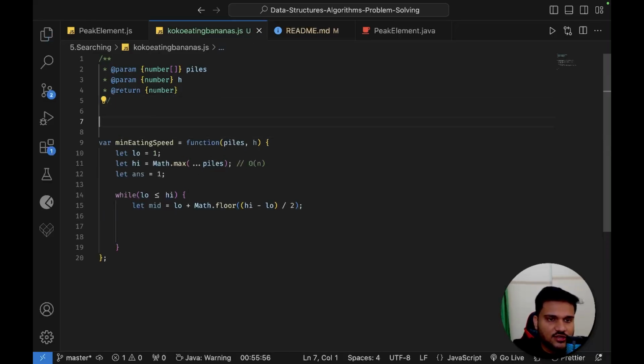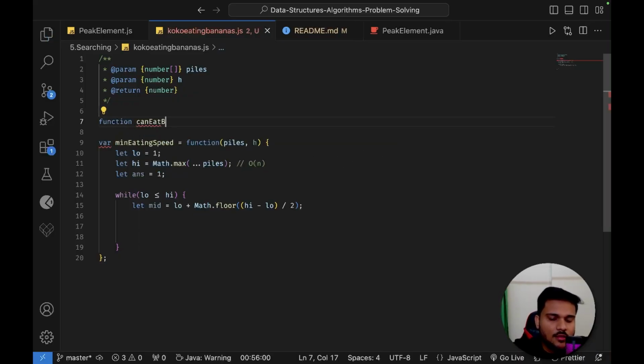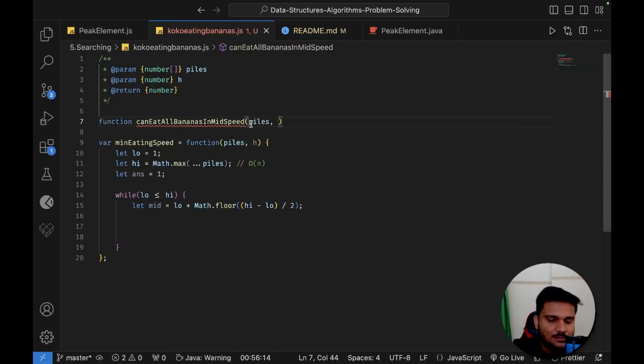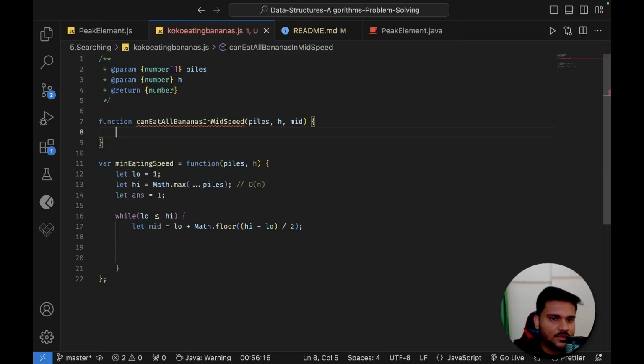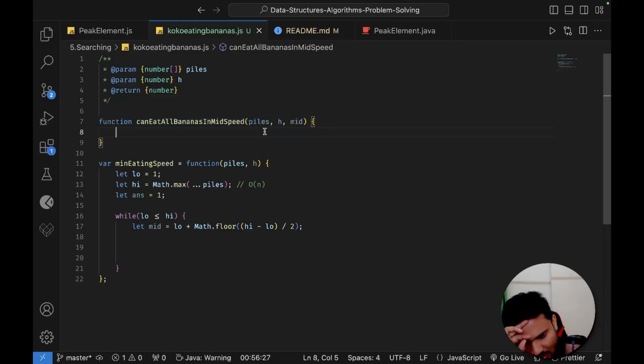Let's say I'll write a function, canEatBananas in mid speed. We are going to write a function that checks whether Coco can eat all bananas in mid speed. For this I'll pass piles, I'll pass h, and I'll pass mid. What this function will do is check whether Coco can eat all the bananas at mid bananas per hour speed or not within h hours. How do you check that?